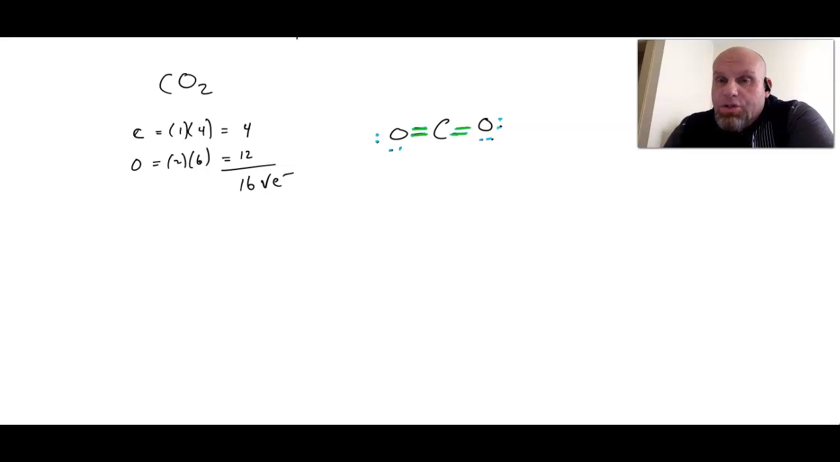We just want to double check and make sure our total number of valence electrons is correct. You'll see 2, 4, 6, 8, 10, 12, 14, 16 valence electrons in this structure. So I have the proper number of overall valence electrons, and I have fulfilled every atom's octet. So this would be a good Lewis structure.